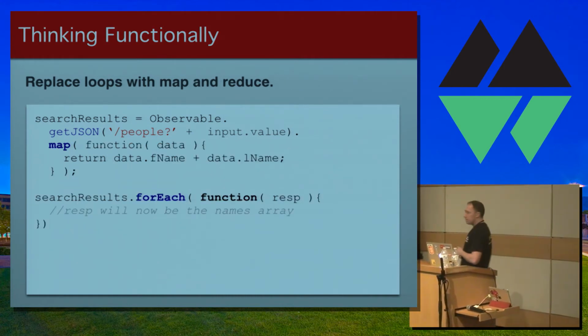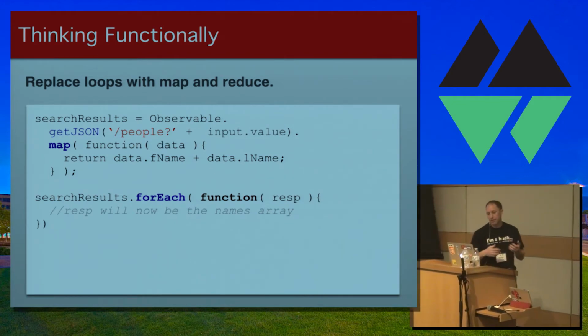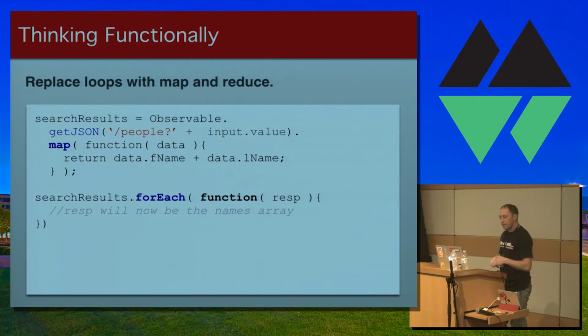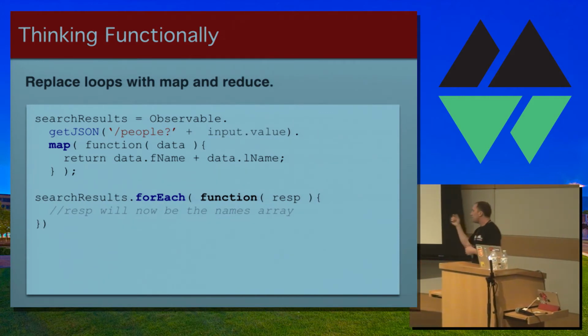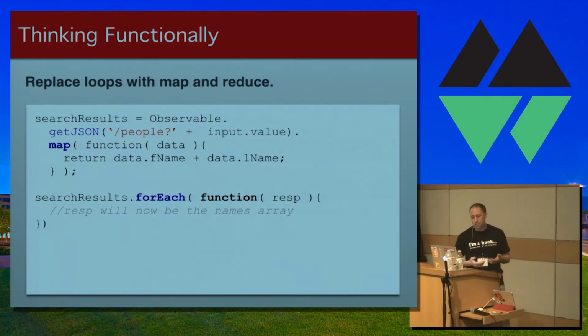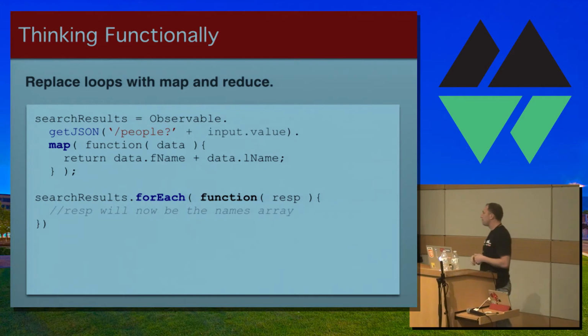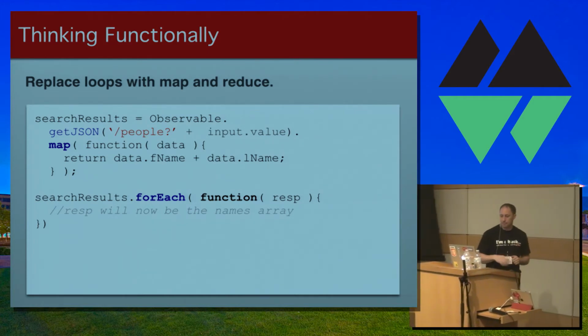So a better way would be to replace that loop with a map a little bit higher up in the data stream. So now we're going to get those search results. We're going to take each one of those AJAX requests and map it into a first name plus last name. Then when we forEach those search results, each thing getting passed into that, our projection function is actually going to be first name and last name.